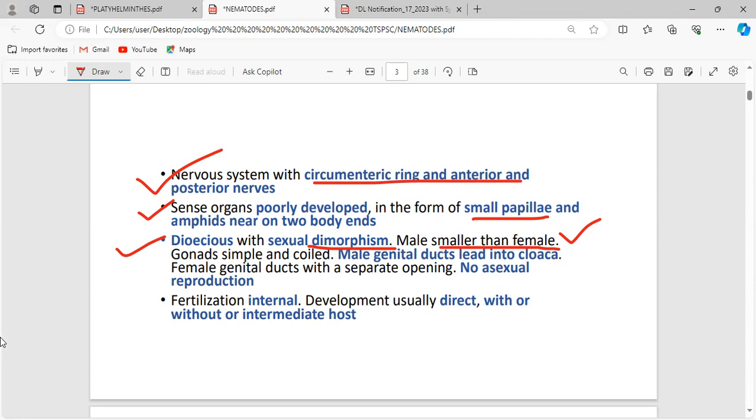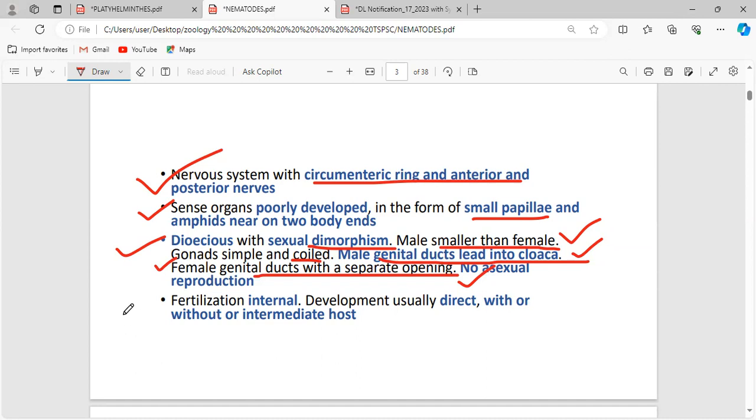So the question can also arise, like males are generally larger than females in every species. They can throw a question like that. But you have to know this is the general concept. This is a basic understanding that males are generally smaller than the female in almost all species, not every one. The gonads are simple and coiled. Male genital ducts lead to the cloaca. These are reproductive organs, and the female genital duct has a separate opening. No asexual reproduction. As the sexes are well developed, with well-developed reproductive organs, they definitely undergo sexual reproduction.